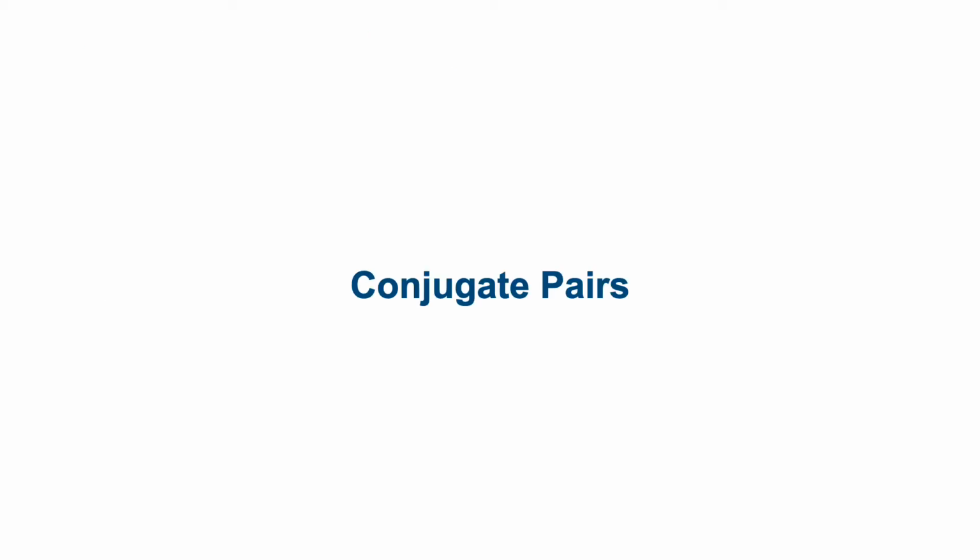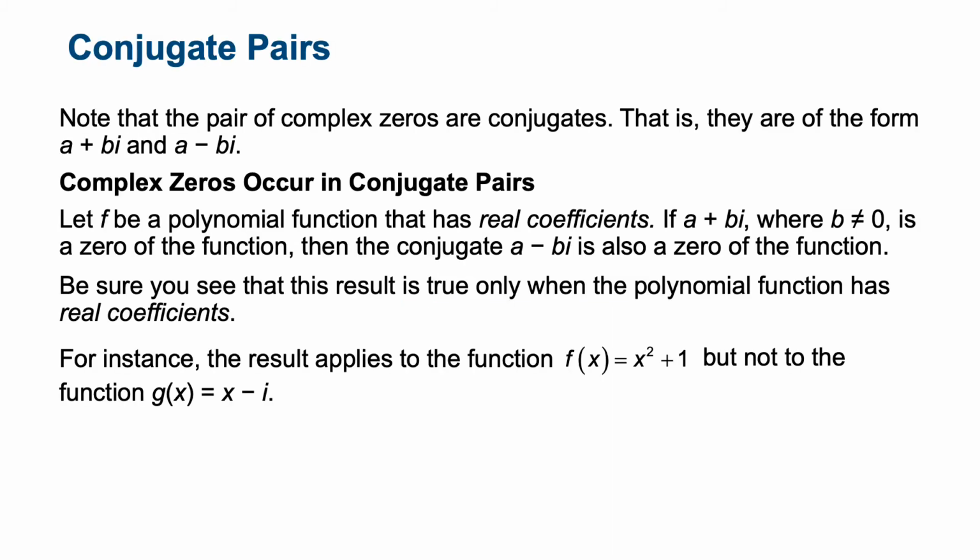Okay, so let's talk a little bit about conjugate pairs, which is nice when you're dealing with finding all the possible zeros, imaginary or real, or however you want to think about it. So let's talk about what conjugates are. Remember that if you have a number a plus bi, the conjugate is a minus bi, and so forth. If you have a minus, it's a plus. So they're pairs. So the nice thing about complex zeros is that if you find one, you definitely have the other. They occur in pairs.